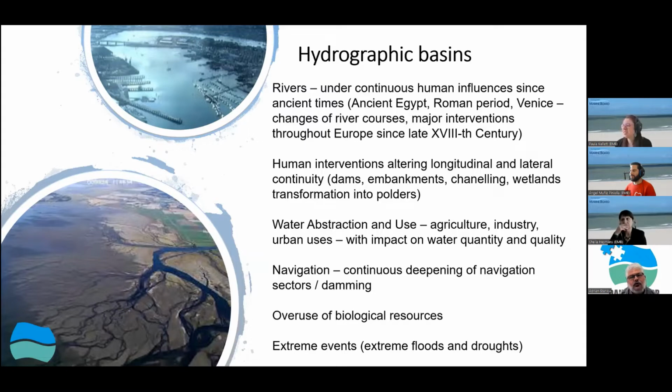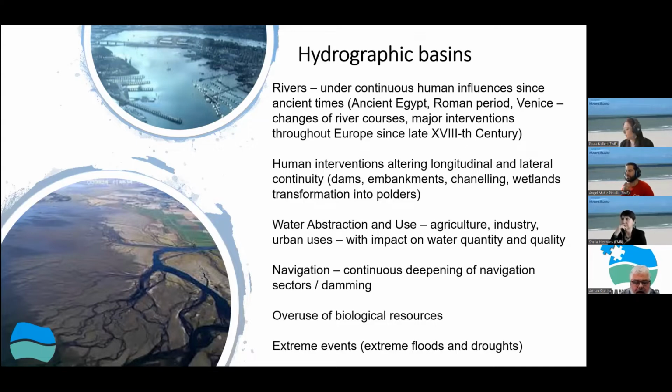And of course, rivers have been connecting societies and have also been the ways from the continent to the seas in the case of inland communities. This is why we have seen the continuous deepening of navigation sectors and also damming. These are things that have severely changed the state of hydrographic basins. Of course, there is also overuse of biological resources.